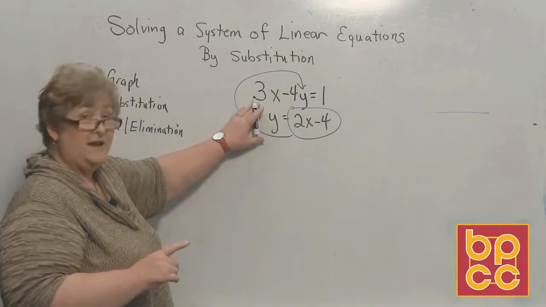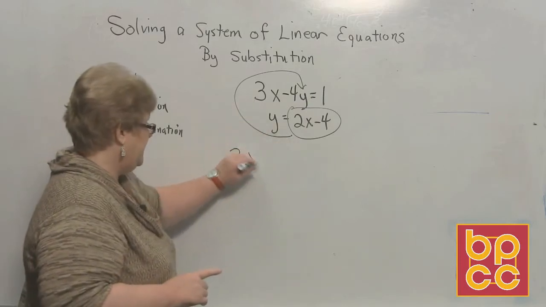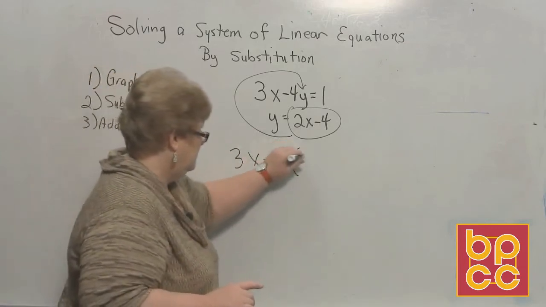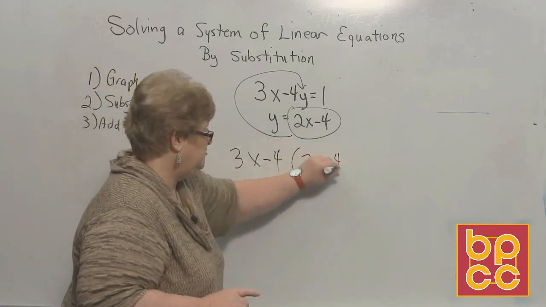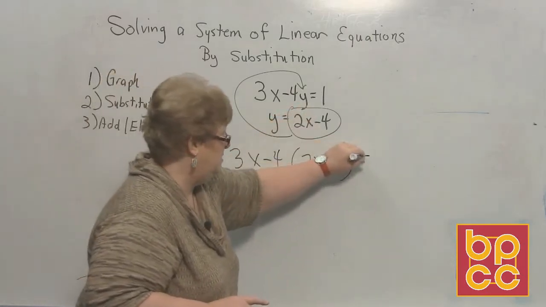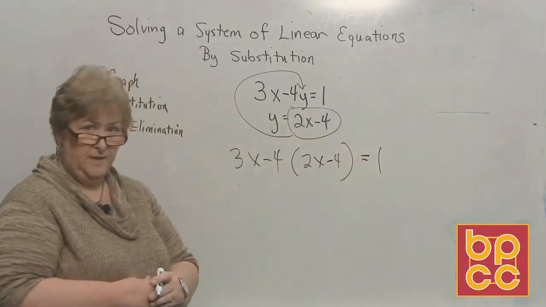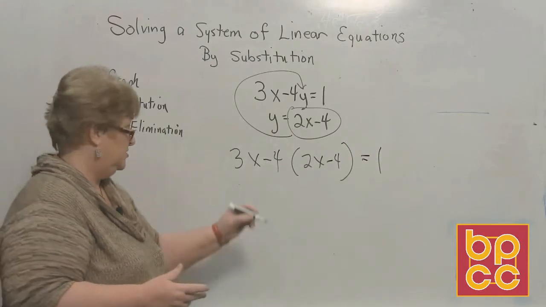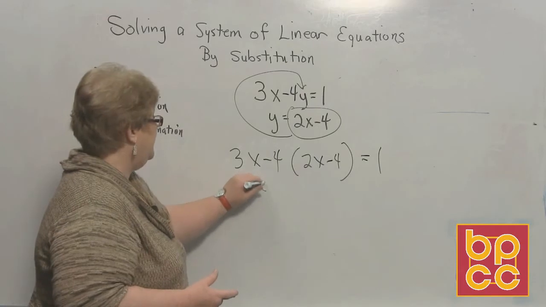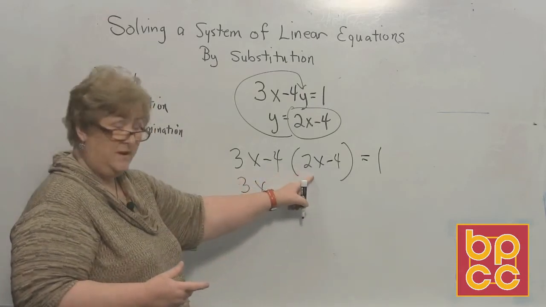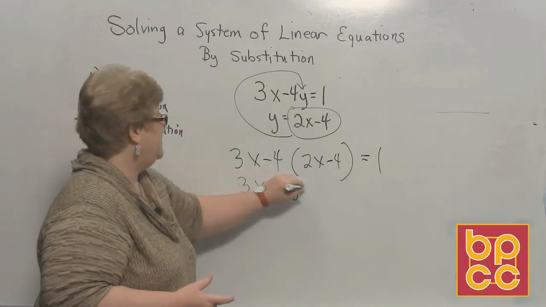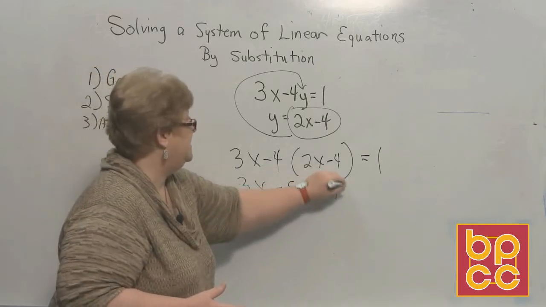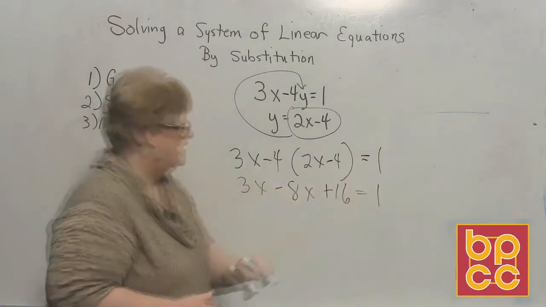So I'm going to begin writing the 3x. 3x minus 4, don't say y, here's his new name: 2x minus 4. I have an equal sign now, and then the number 1. Now it looks like we're going to need to do some distribution and combining like terms. So here we go. We have a 3x, a negative 4 times 2x is a negative 8x, a negative times a negative is a positive 16, and all that equals 1.